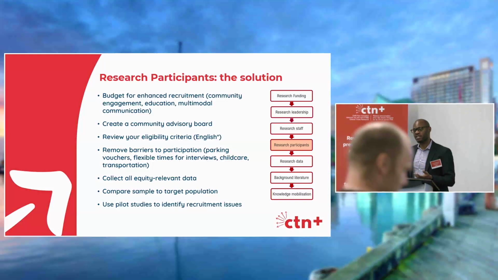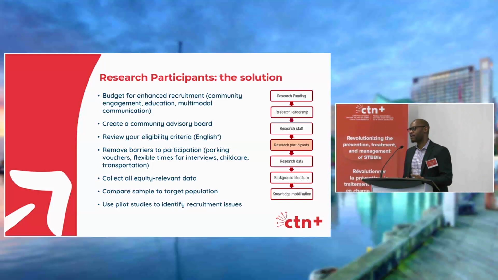Review your eligibility criteria. The worst thing you can have in the eligibility criteria of a bilingual country is that you're including only people who speak English. It is terrible, right? It's just a bad idea. Whenever I see it, I always push back. Likewise, for systematic reviews, people who include only English language papers, it just doesn't make any sense.